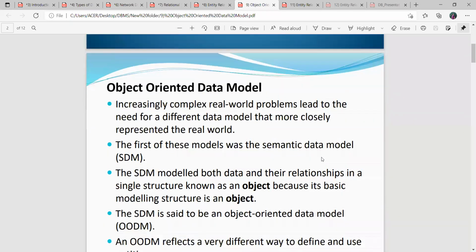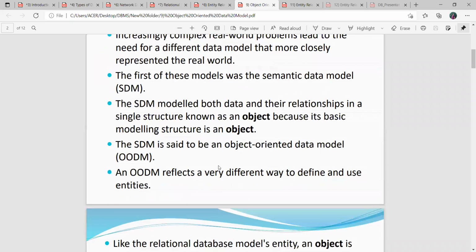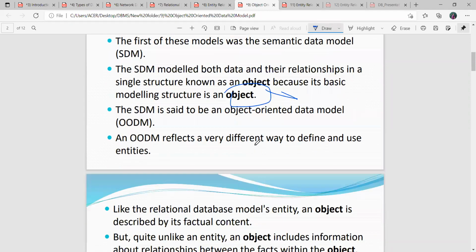With time, real world problems became more complex, which led to the need for a different data model based on real world representation. So the object-oriented data model was invented as a result. In this model the basic structure is an object. Objects are abstractions of real world entities or events. We can associate them with real world entities, and these are known as objects.